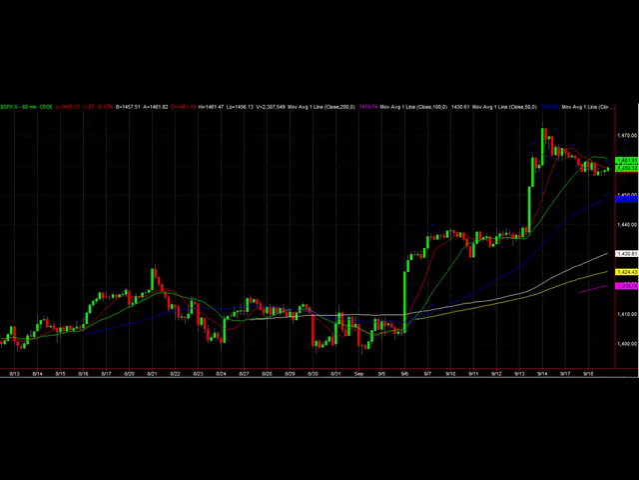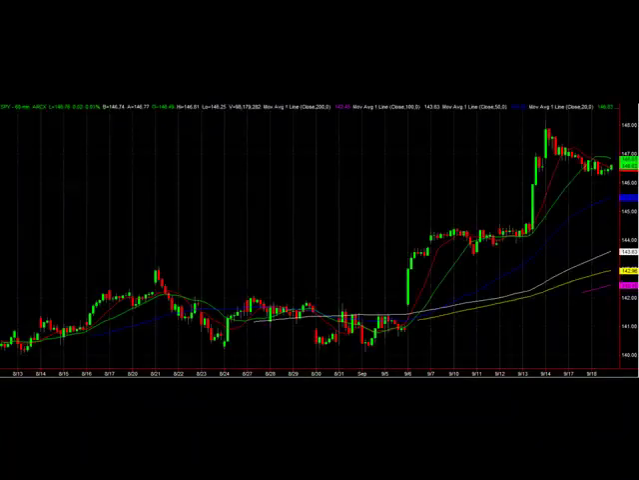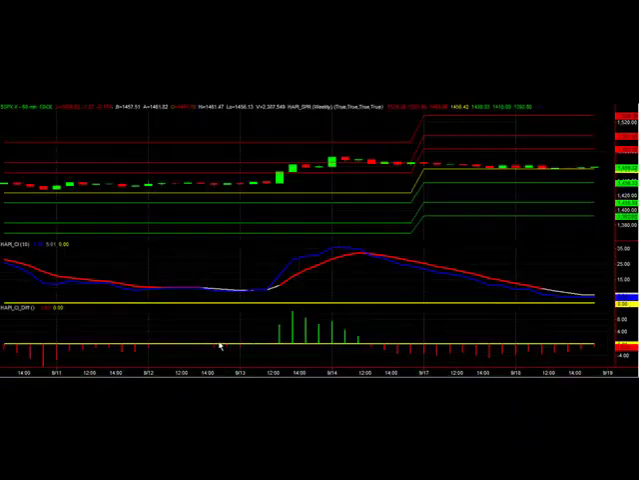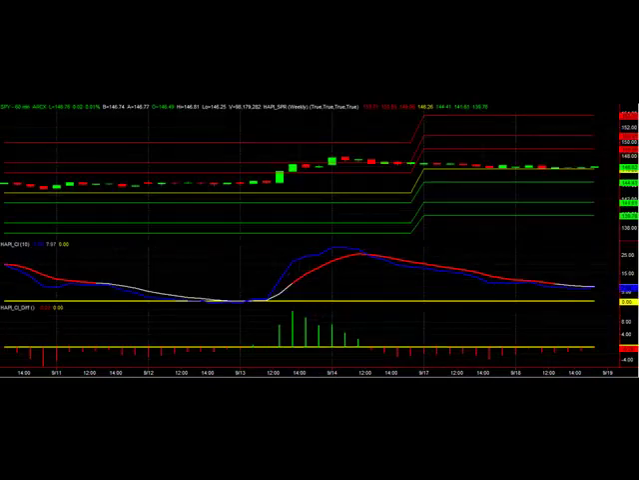Now let's go to the SPY chart. Here we have the 60-minute chart. For SPY, we're looking for 149 on the upside. That's going to be our resistance number 1, and that will be a new high of the year.